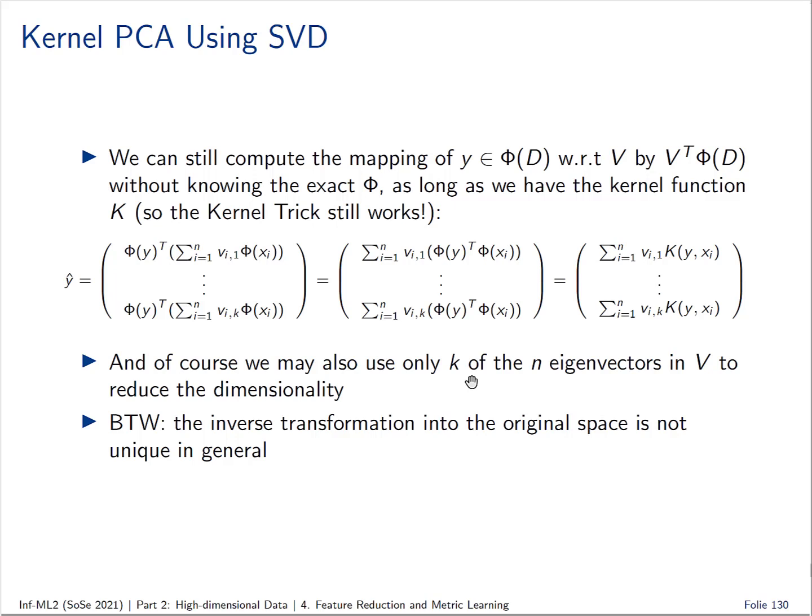So that's the basic idea, and we will have a look at an example. Just so you know, if you're not confused yet, the inverse transformation into the original data space is not unique in general, so you cannot somehow compute the inverse transformation. If you do kernel PCA once and do this transformation, you cannot recompute the original representation, but that's a different story. It shouldn't confuse you again.